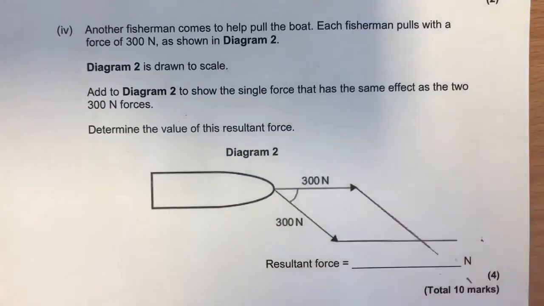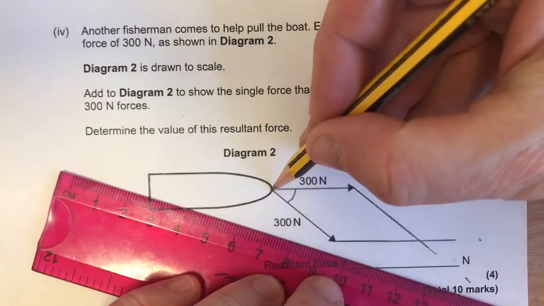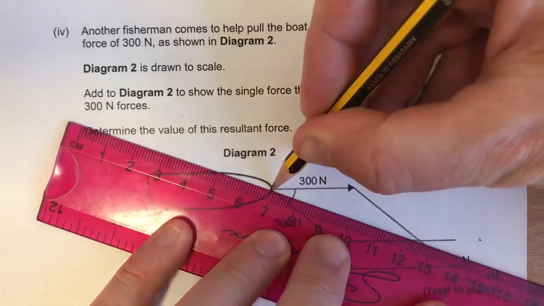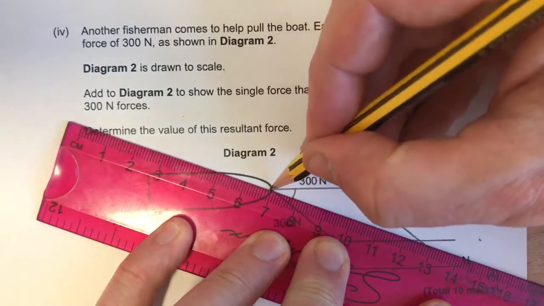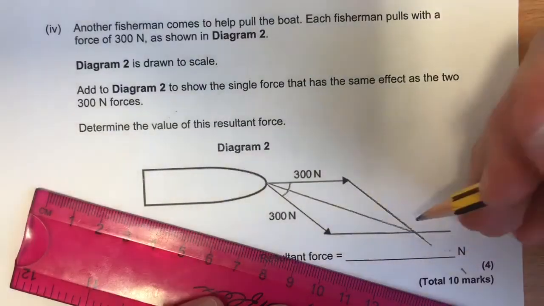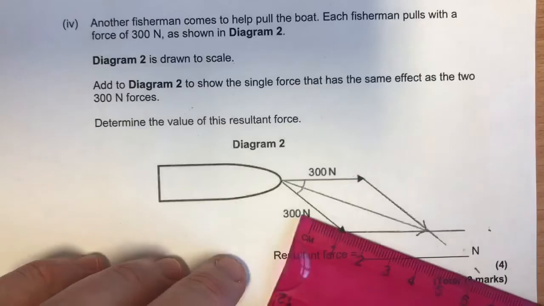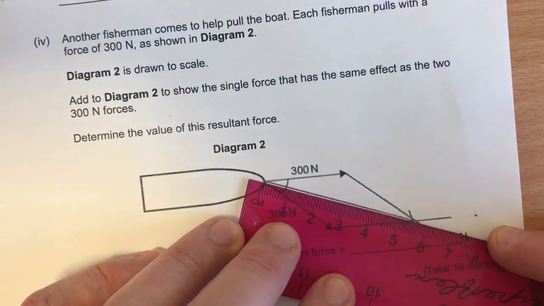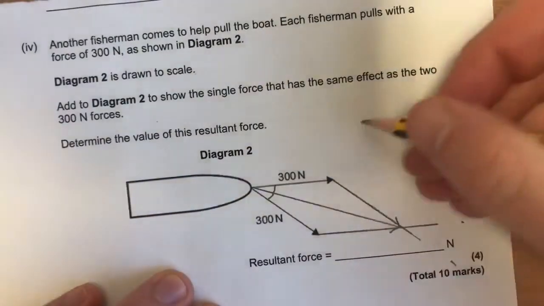In order to find out the resultant force, what we do is we draw in a line across the centre of the parallelogram. There we go. So this line represents the resultant force in the parallelogram law. And if we measure the length of that line, you see it comes out to 5.5 centimetres.